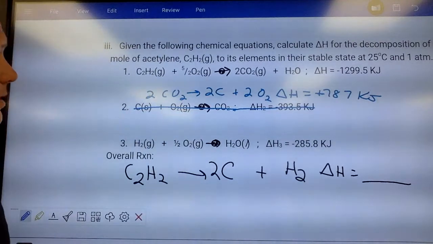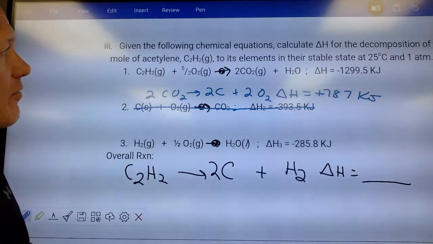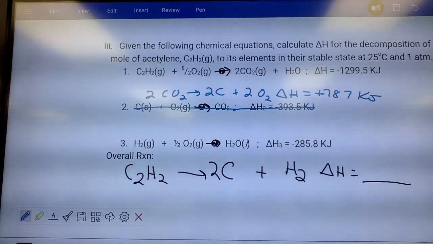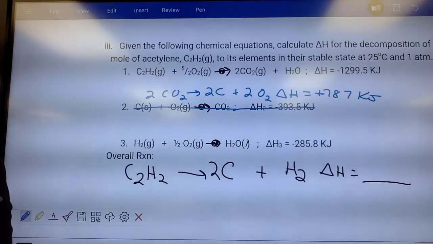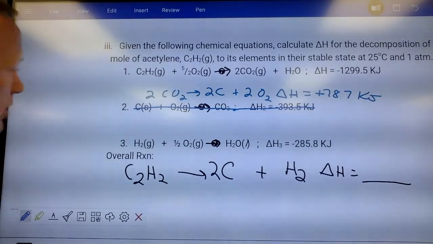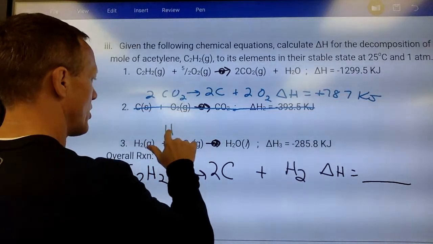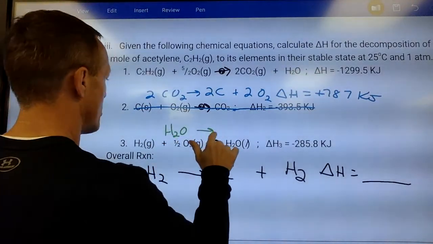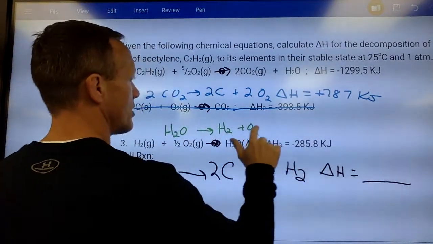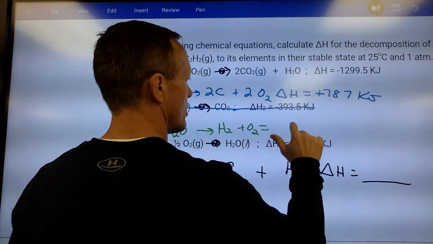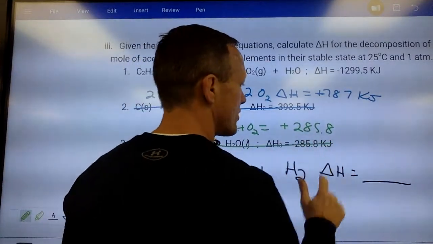Now we've got to figure out this bottom one. I know I need a mole of H2 on the right-hand side at the end, and I don't see H2 anywhere else on there, is there? So we need to flip that bottom one. So we're going to have H2O forms H2 plus O2. That means our delta H is going to be positive 285.8 kilojoules. So we'll get rid of that.